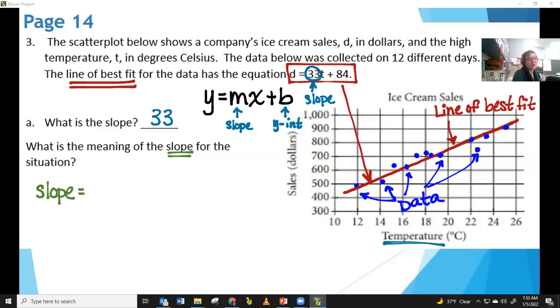I'm looking for two words. Slope is what over what? And they both start with R. Rise over run, yes.